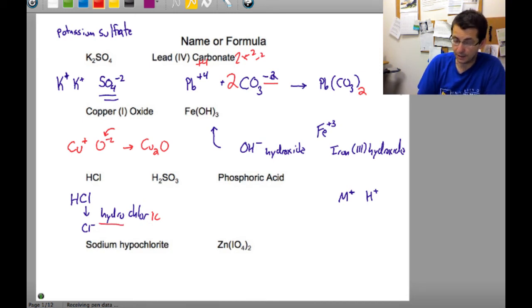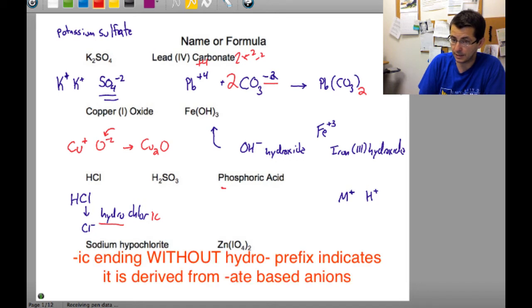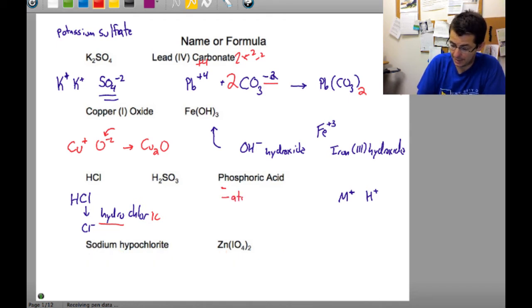Other acids like phosphoric acid, in this case, the ic ending represents that it's derived from the ATE anion, the anion that ends in ATE. Phosphoric acid would be derived from the phosphate anion, PO4 minus 3. And you would balance out the -3 charge with a bunch of H's, so the correct formula would be H3PO4.